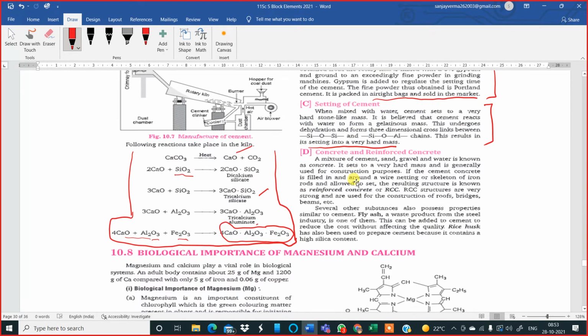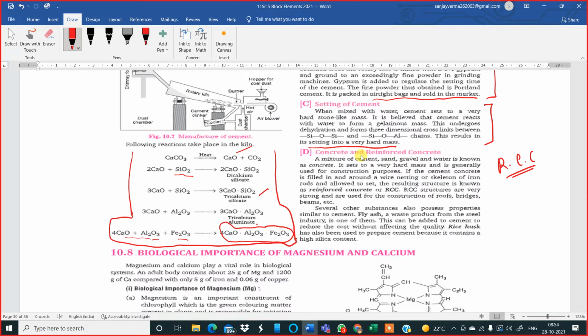Now, the concrete and reinforced concrete, we call RCC. An RCC wall is to be made whenever there are landslides, to prevent the landslides from happening. So here, a mixture of cement, sand, gravel, and water is known as concrete. So remember this. It sets to a very hard mass and is generally used for construction purposes.